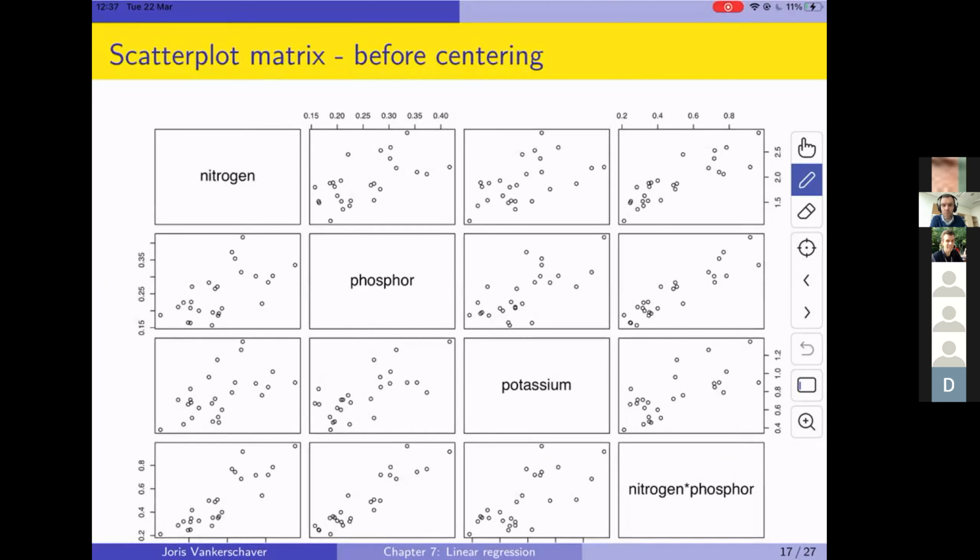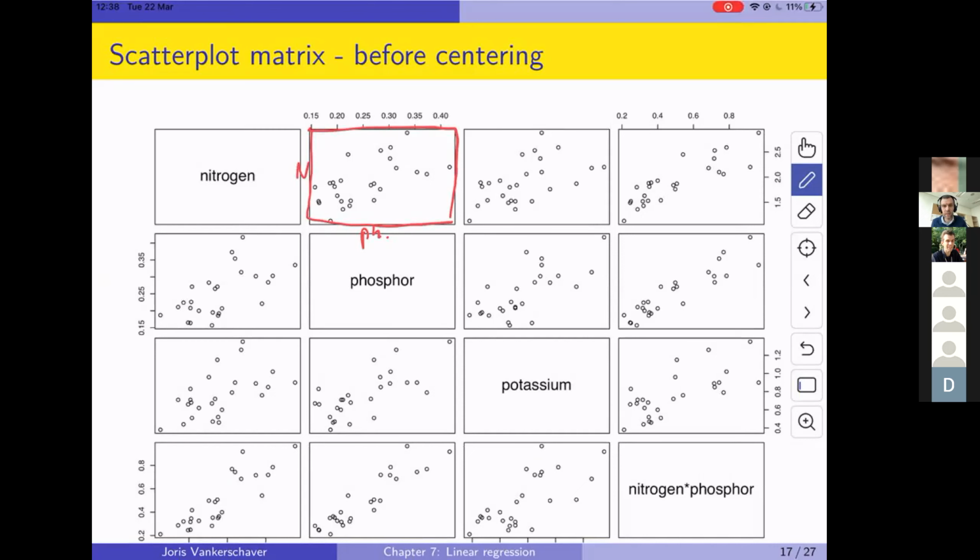We can also look at a more realistic example. Here we have a scatter plot matrix of the Japanese larches example once again. We have our nitrogen, phosphor, potassium, and then our interaction term, nitrogen times phosphor. We have this grid of scatter plots, where each scatter plot by itself tells us something about the association between two variables. For instance, the one I'm highlighting in red tells us something about phosphor on the x-axis and nitrogen on the y-axis.